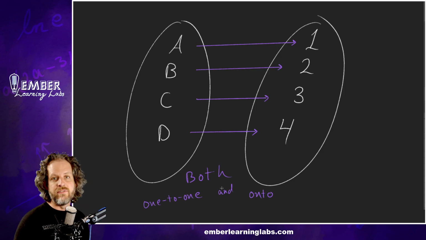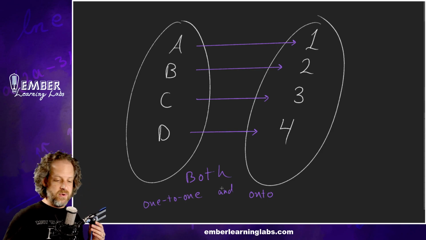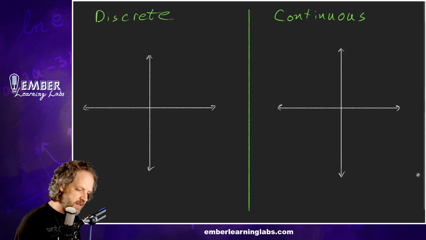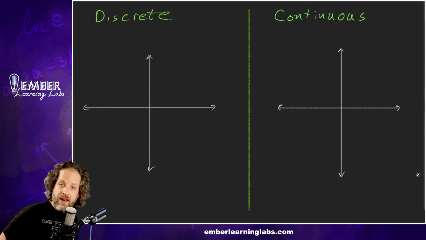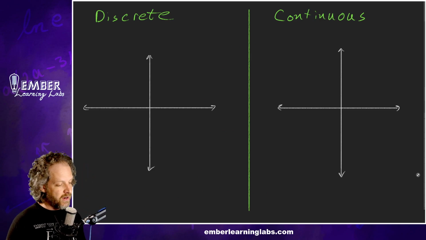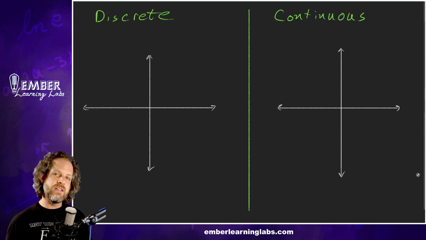They all have something that is mapped to it, right? So those are some different types of functions. Let's flip to the next thing. So another thing that a function can be is either discrete or continuous.